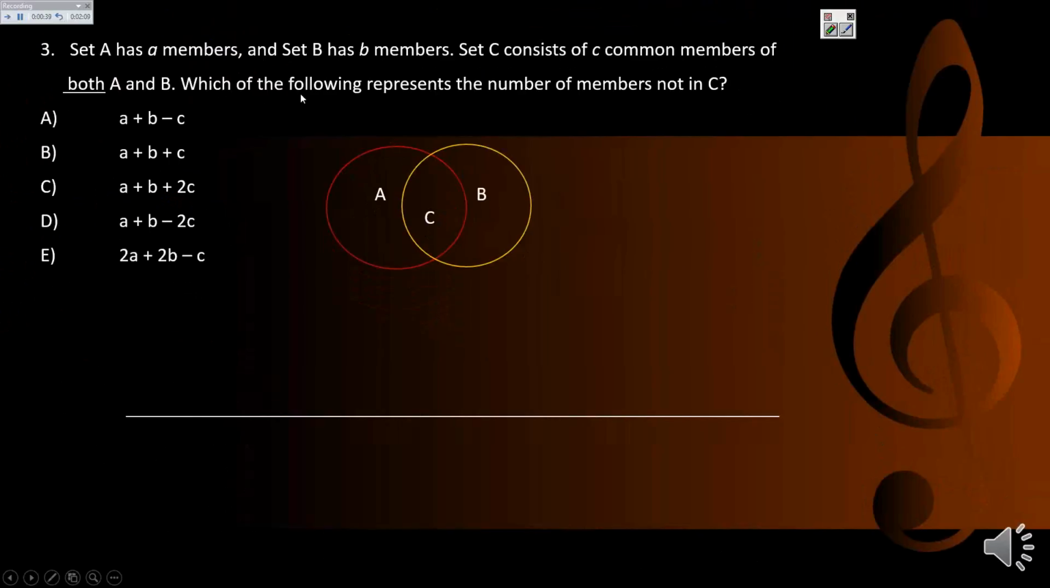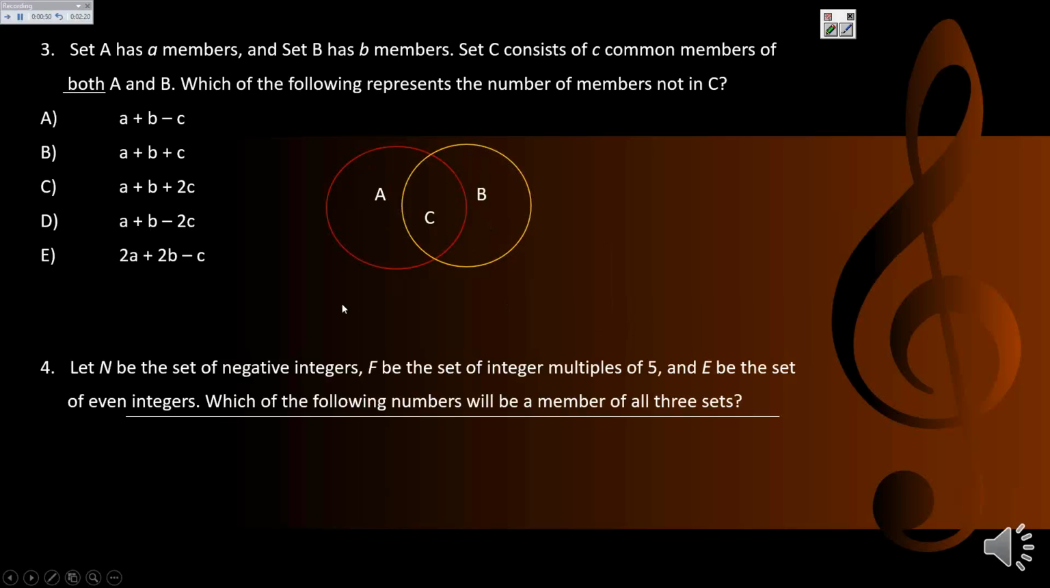So when we are trying to find the number of members not in C, we're just looking for this portion and this portion. In order to get that, though, we're going to have to say A minus C and then plus B minus C. So if we have A plus B and we have two C's, we would have A plus B minus 2C, which would be choice D.